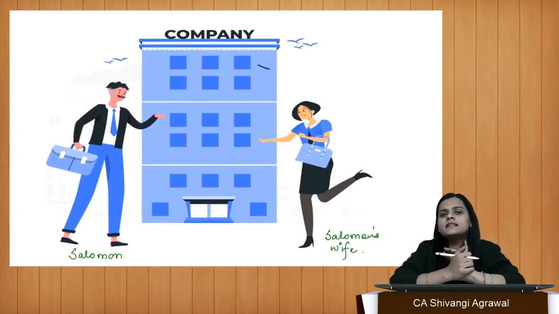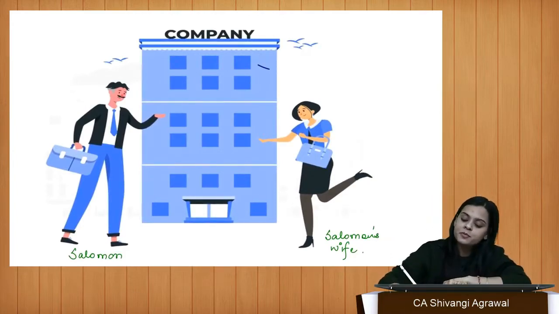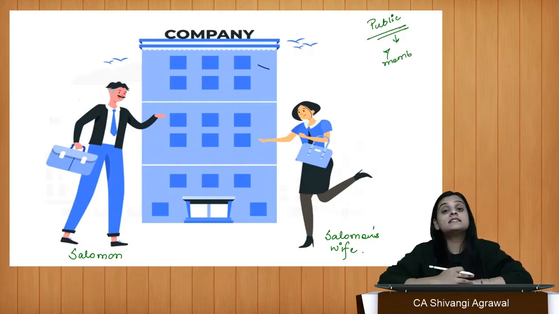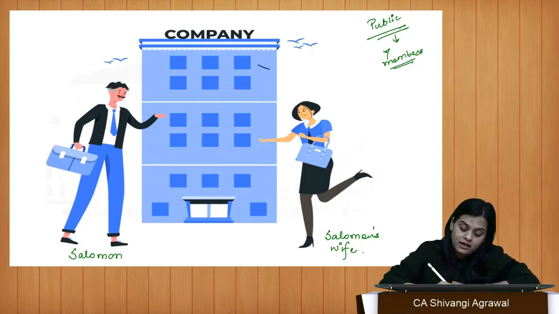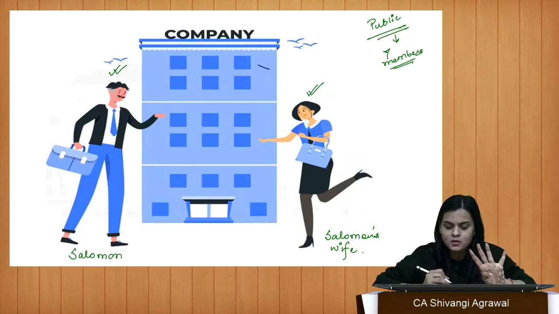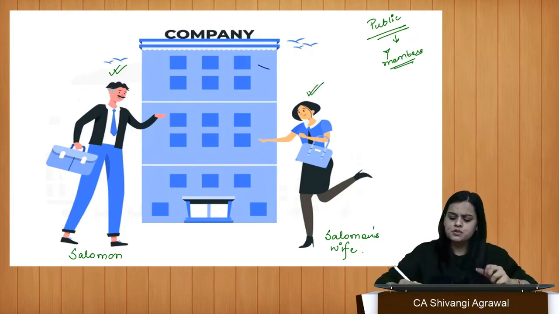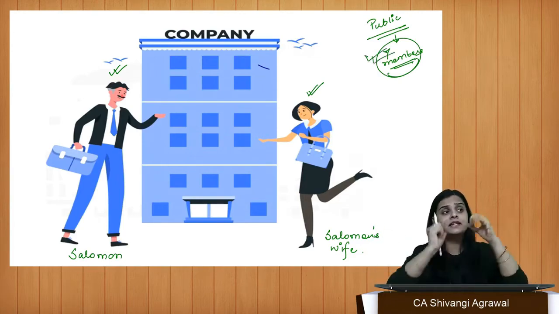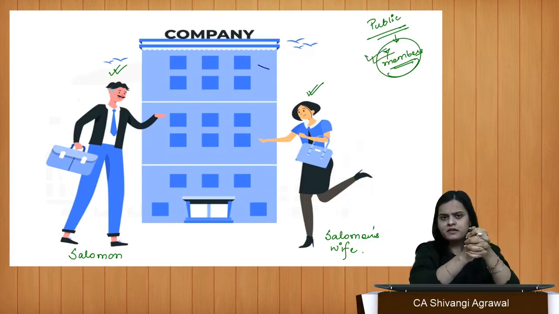Now, he decided that I'll form a company and he wanted to form a public company. For those who do not know, a public company requires at least 7 members. So he needed 7 members to form a company. One was he himself. Second was his wife. Thirdly, his 4 sons and 1 daughter. So the total comes out to be 7 members. So the prerequisite of forming a public company was satisfied, he got 7 members and he incorporated a public company. Can he do so?